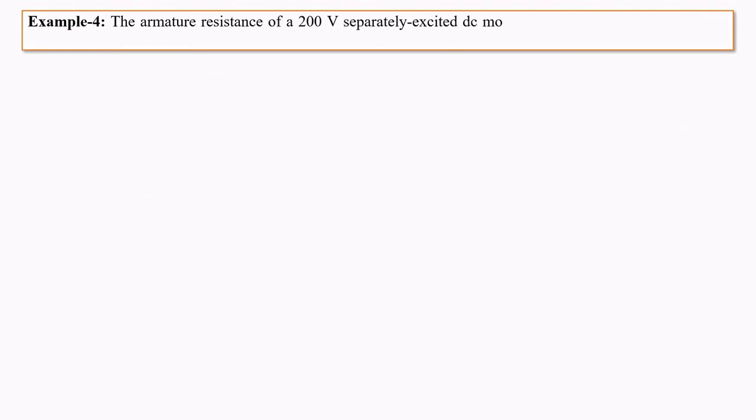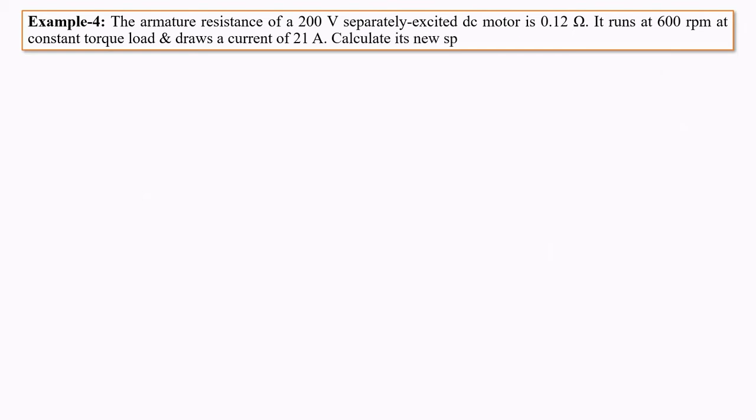Now the question number 4. The armature resistance of a 200 volt separately excited DC motor is 0.12 ohm. It runs at a speed of 600 rpm with constant torque load and draws a current of 21 ampere. Calculate its new speed if the field current is reduced by 10%. So let's see the solution.